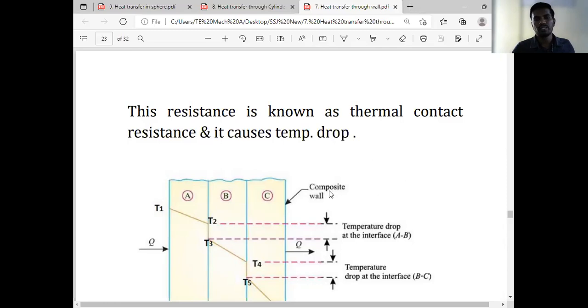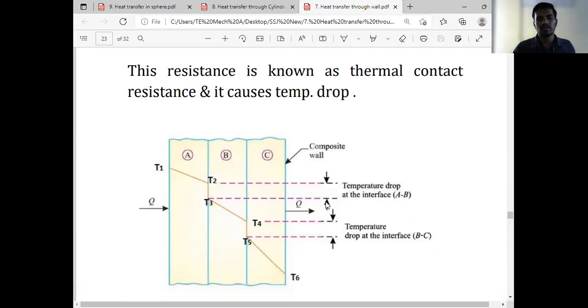Okay, so in what way will the temperature drop take place? Draw this diagram so that we can easily understand. Everyone draw the diagram. Due to thermal resistance, the temperature drops at the interface.